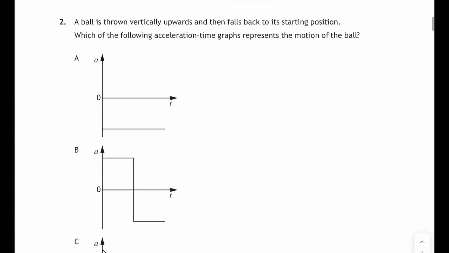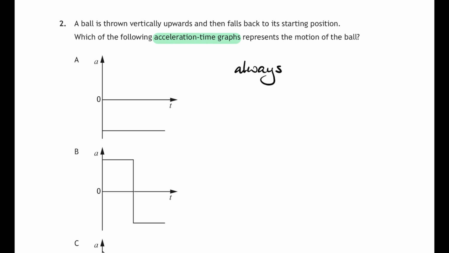A ball is thrown vertically upwards and then falls back to its starting position. Which of the following acceleration time graphs represents the motion of the ball? Now, this is unusual because it's usually a velocity time graph we're asked for in this sort of question, but in this case it's an acceleration time graph. And the thing to remember here is that if an object is dropped, or in this case if it's thrown vertically into the air, then it's always going to be accelerating downwards due to gravity.